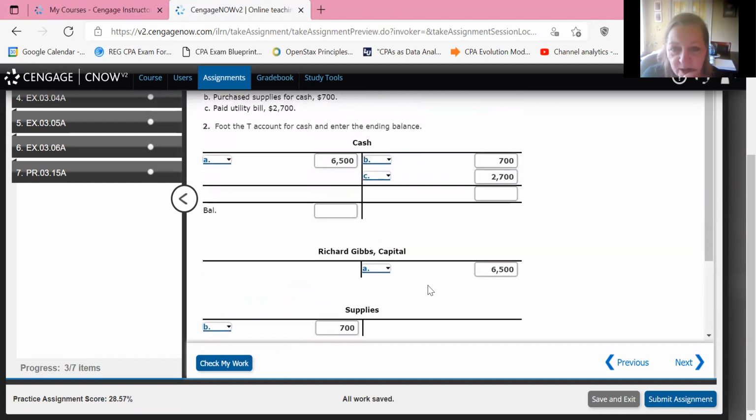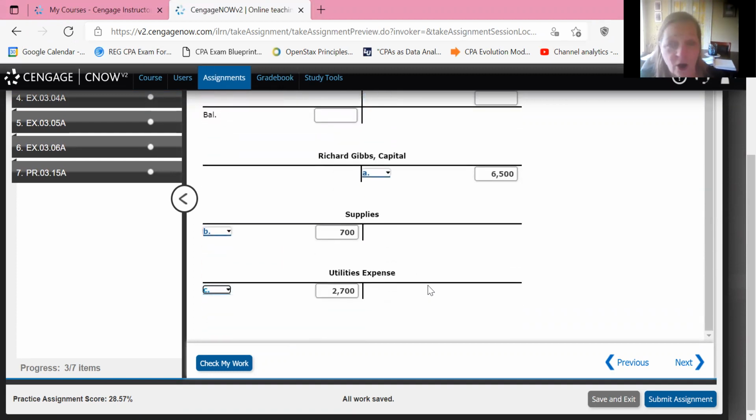Now, the only thing else we have to do is tally the T accounts. If only one transaction happened to a T account, you don't have to do anything to tally it because it's already there. If there's only a credit of $6,500, like for this capital account, that's all you have to enter. If there's only one entry in utility expense, a debit of $2,700, you don't need to draw a line and make a summary total that says $2,700 again. It wouldn't hurt, but it's not needed.